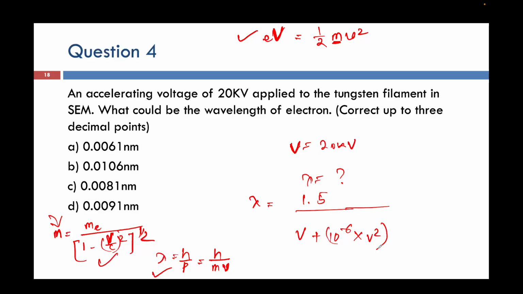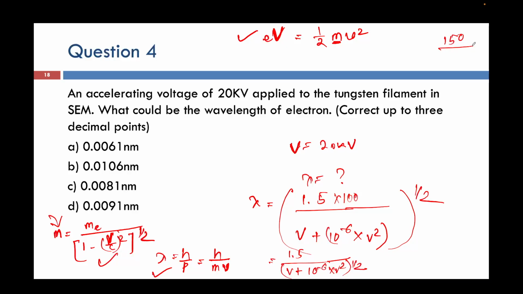Yes, square, and this whole to the power 1 by 2. No, this is 1.5 into 100, okay, 100 will be there. So when you take it out, this equation eventually becomes 1.5 divided by v plus 10 to the power minus 6 into v square, to the power 1 by 2. The final expression you will get is close to 150 divided by v. So this will be your final expression, right?